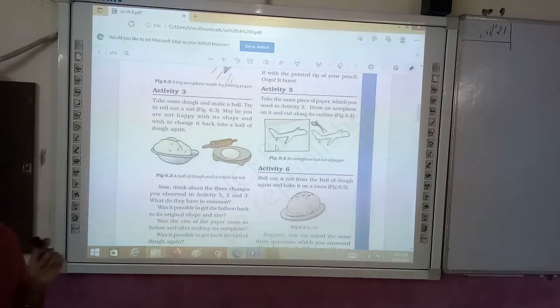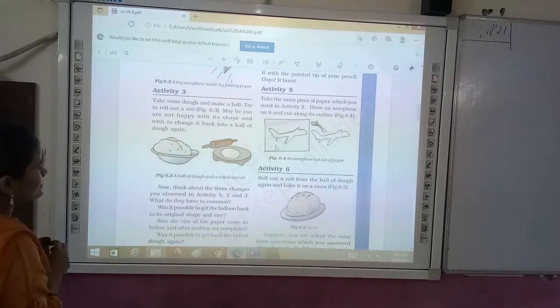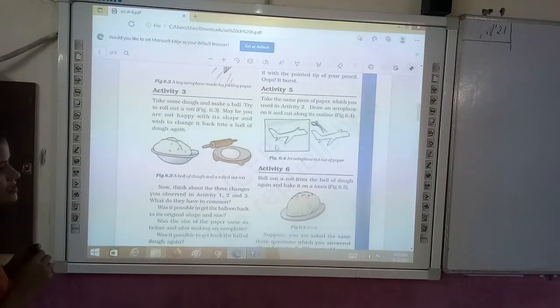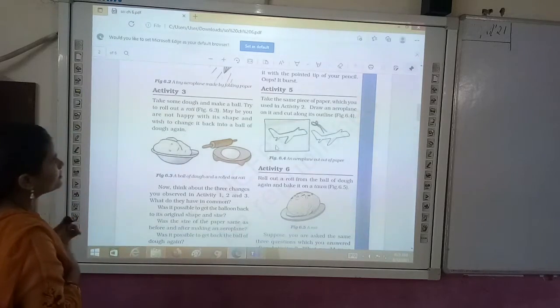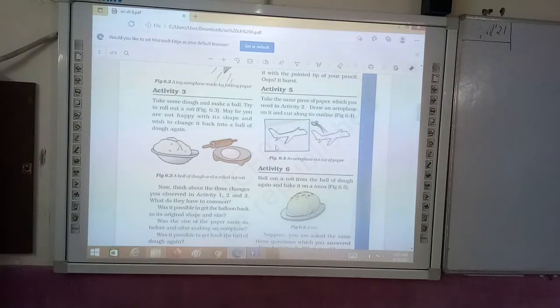आपको वापस वही पेपर शीट ऑफ पेपर मिल जाएगा? No. So it means this process cannot be reversed. ये आपका reverse नहीं हो सकता.